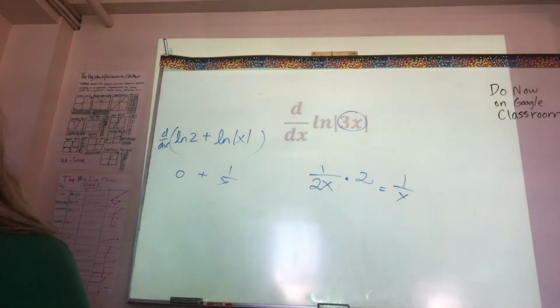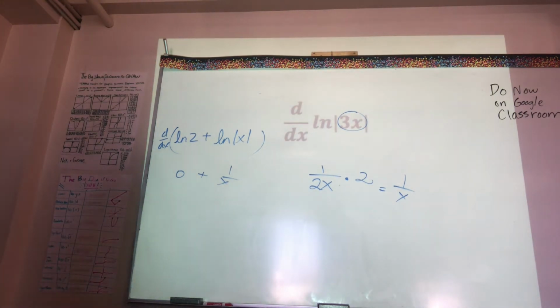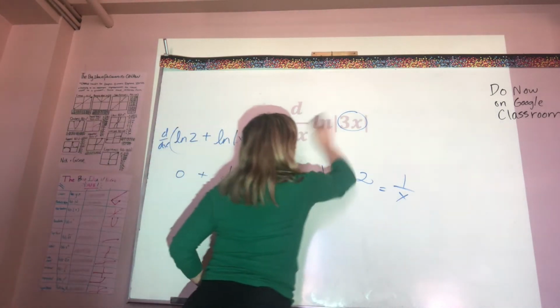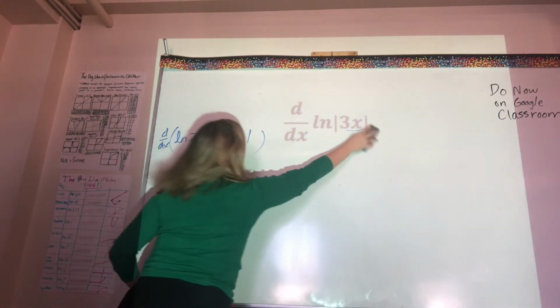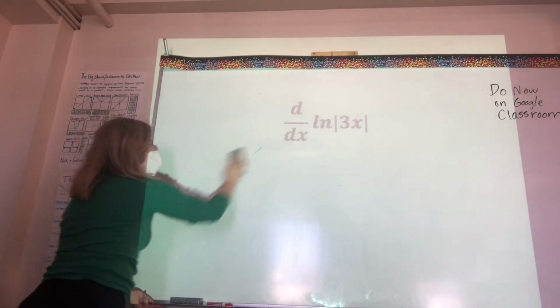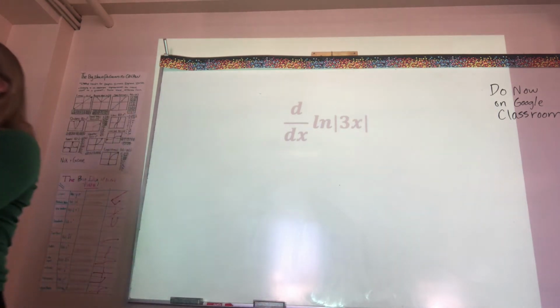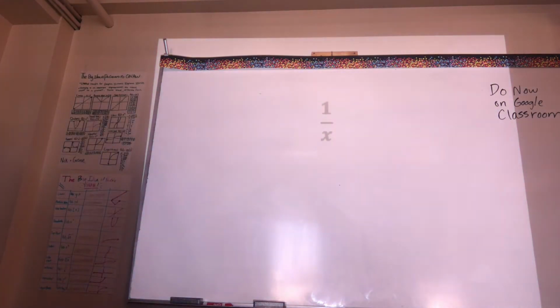With that being said, what's the derivative of ln of 3x? 1 over x. Yes. I almost said 1 over 3x. Yeah, you could have said that too. Equivalent forms are great. What is the derivative of ln of x squared?